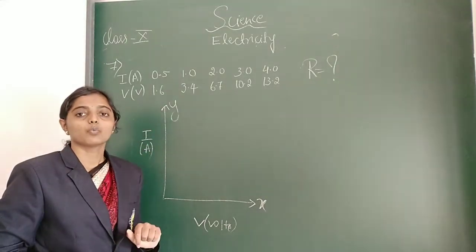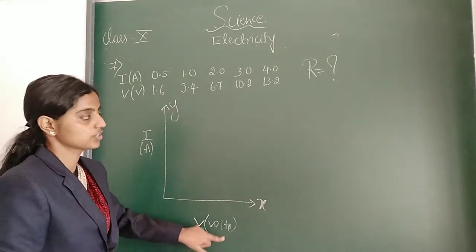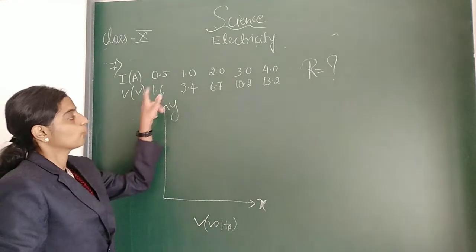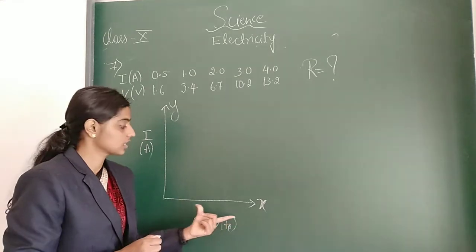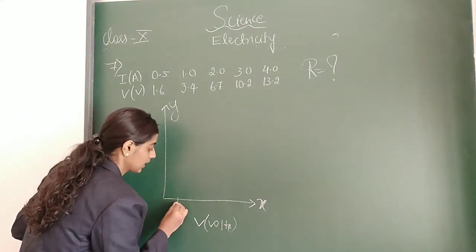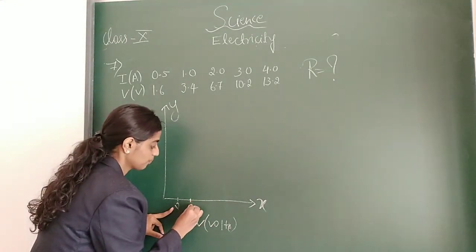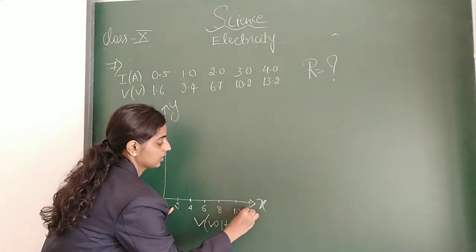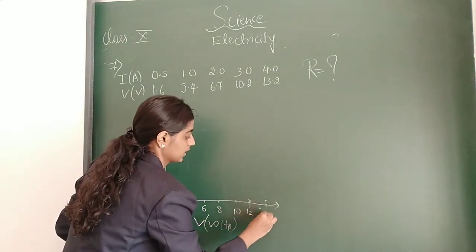Now look at the values which are given in the question. Let us go for potential difference 1.6, 3.4, 6.7, 10.2, 13.2. So we have from 1 to 14. We should enlarge or reduce the scale based on our graph sheet or in a convenient way. So here let me take 1 unit equal to 2 volts. That is 2, 4, 6, 8, 10, 12, and we have till 14. This is 12, let it be 14.